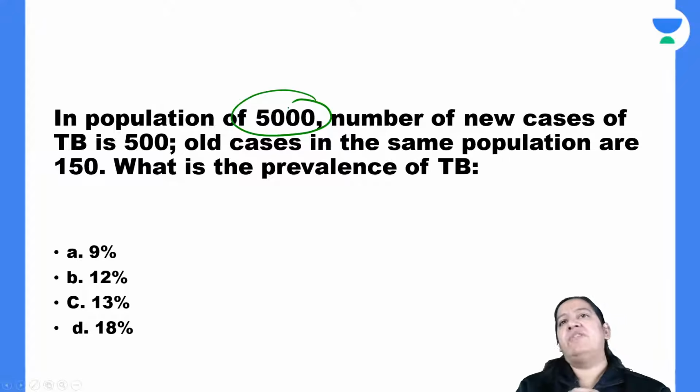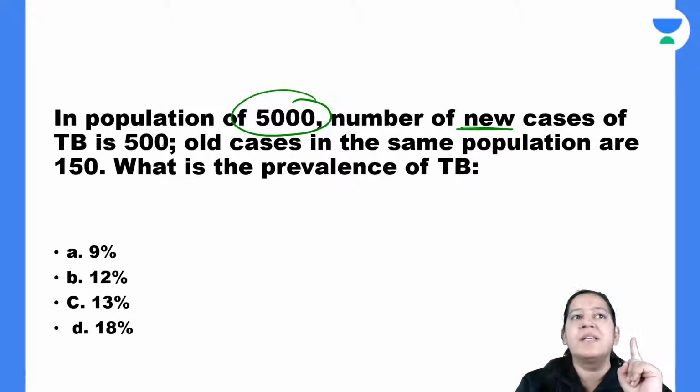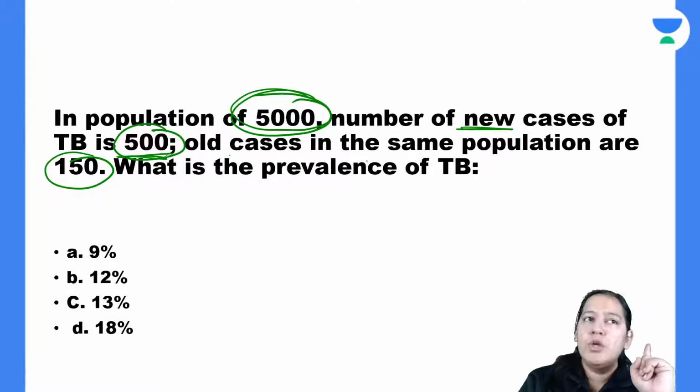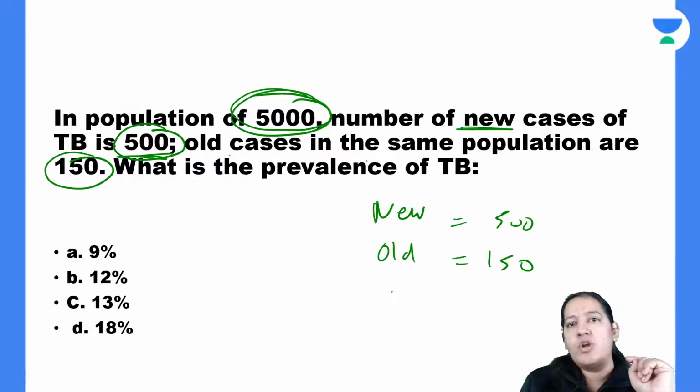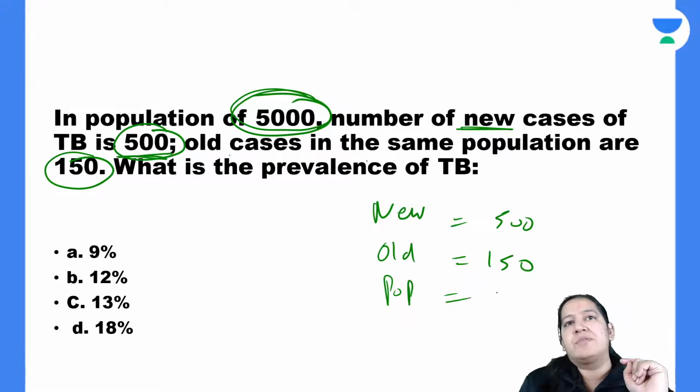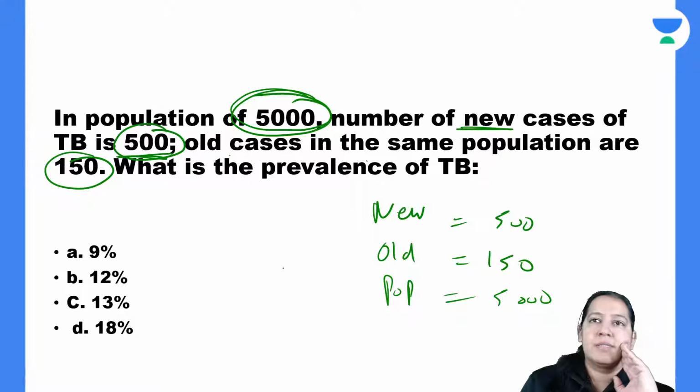In a population of 5,000, the number of new cases is 500. Old cases in the same population is 150. So new is 500 and old cases is 150, and total population at risk is 5,000. You tell me the prevalence. Who will tell me? What is the formula of prevalence?